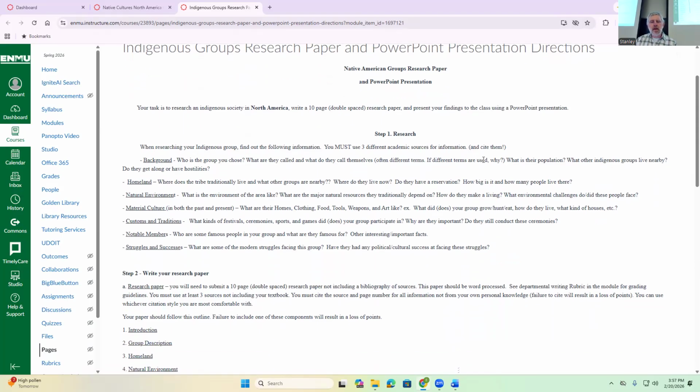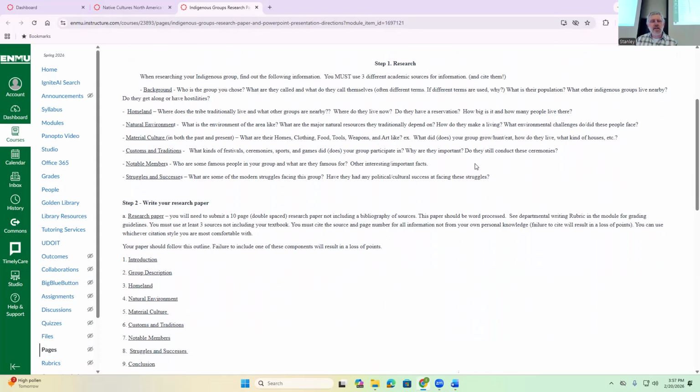So step one is the research part of this project. You should have already picked a group through the discussion board a couple weeks back. If you haven't already picked a group, make sure you do that before you get started on this research part, because we are only allowing one student for each group. We don't want to have a bunch of people doing the same group. So go to the discussion board, and it is first come, first serve.